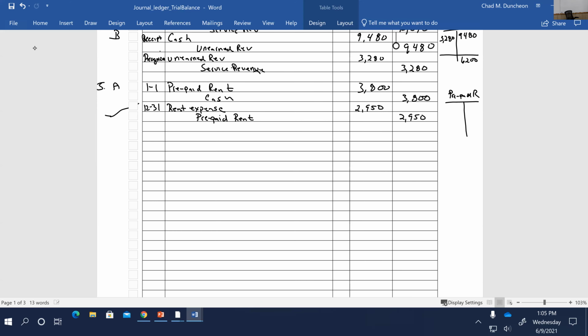And if it wants to know the ending balance, $3,800, take off $2,950. Meaning there was still an $850 balance in there of rent that still needs to be used up.